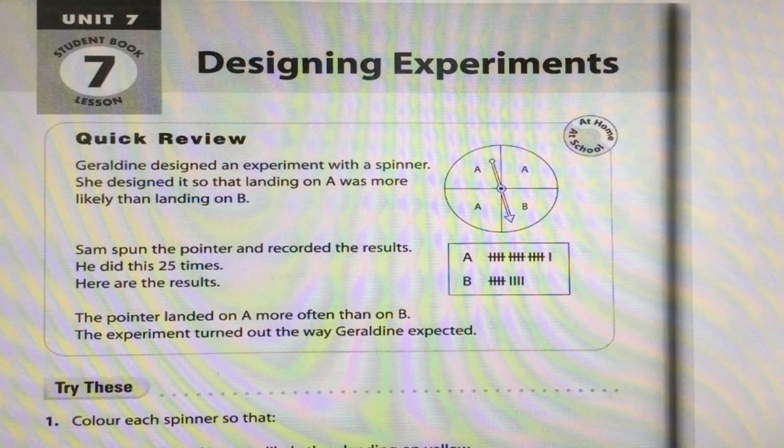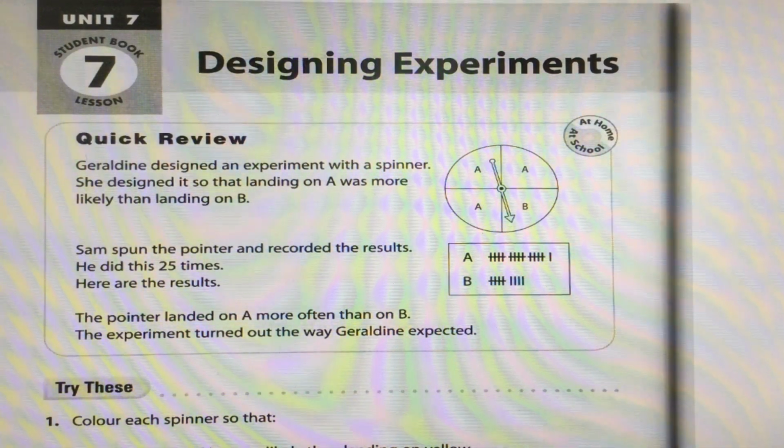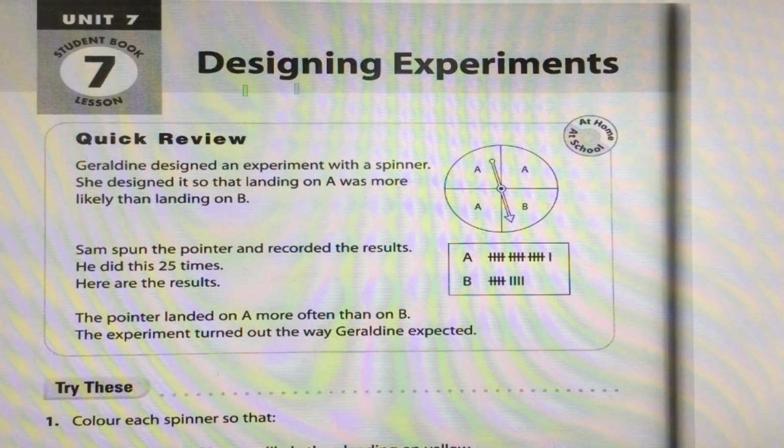In Lesson 7, we're going to be designing experiments using the spinners. So the kids are going to take everything we've learned up to now, and we're going to start designing a spinner to make an experiment work. So enter the quick review section.